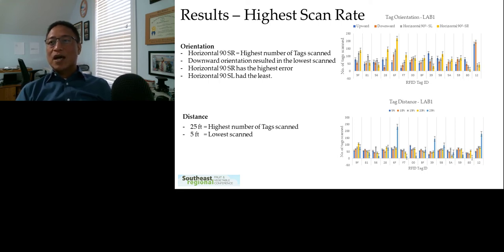So the distance with the highest number of tags scanned is at 5 feet, while 25 feet has the least number of tags scanned. In addition, 25 feet showed the longest error bars, while 5 feet has the shortest. The standard error difference between 5 feet and 20 feet is less than 2 bars.